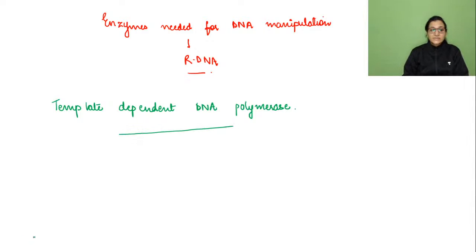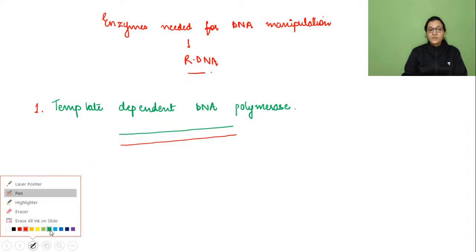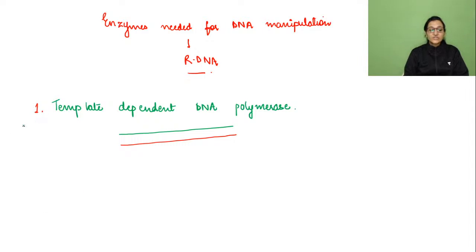If this is the existing DNA or RNA and a strand is formed over it, it is the work of template dependent DNA polymerase. Different types of DNA polymerase are used in gene manipulation, which are in the category of template dependent DNA polymerase. So this is the first category. In this first category, let us talk about DNA polymerase 1.